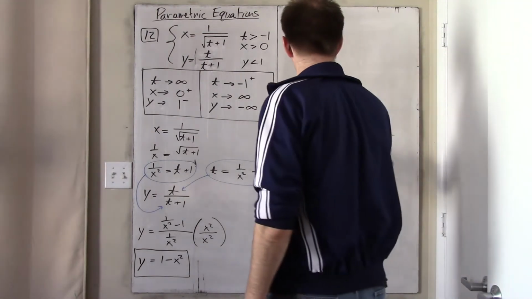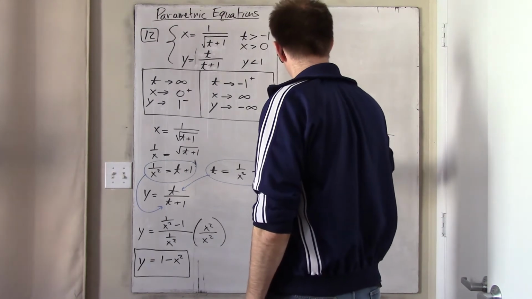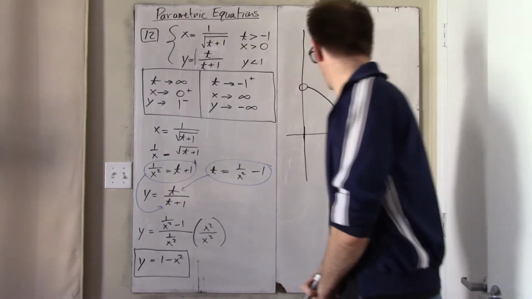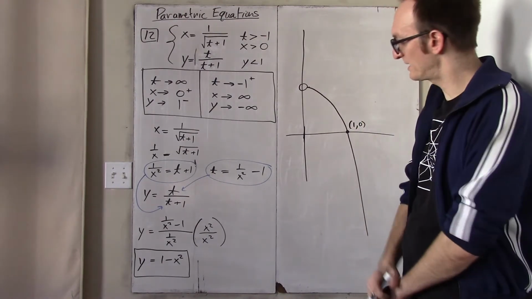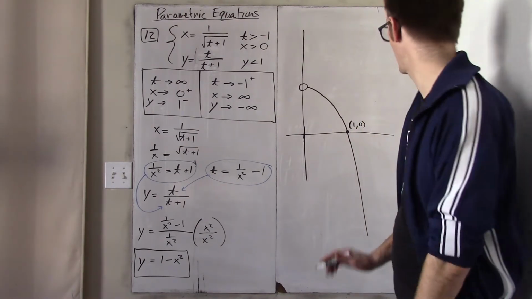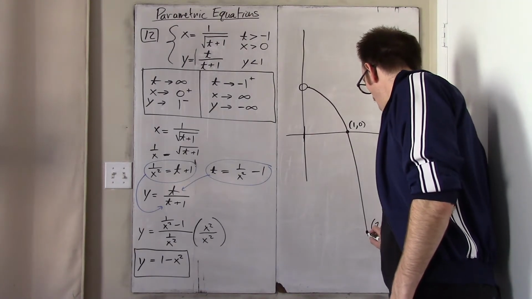And I kind of know what that parabola looks like. It's going to look like this. And I'll have this point here, 1, 0. And let's see, if I plug in 2, I get -3. So maybe down here I have this point 2, -3.